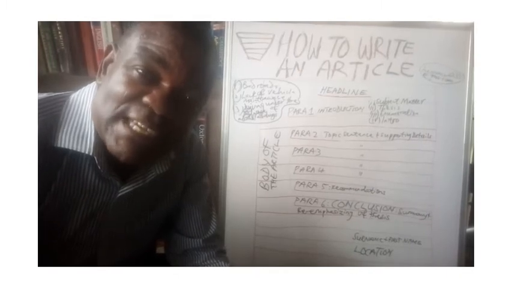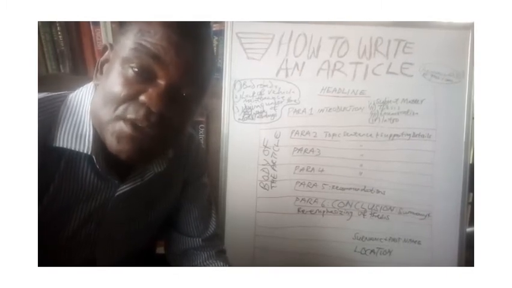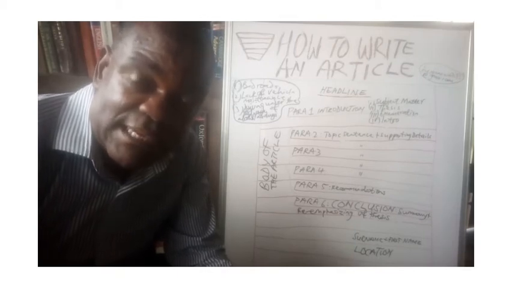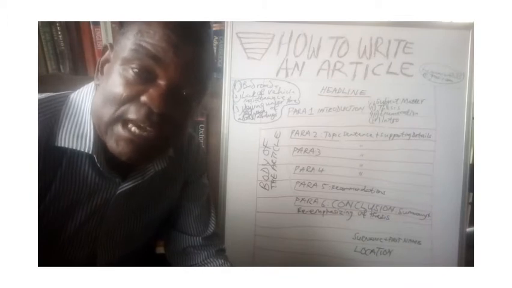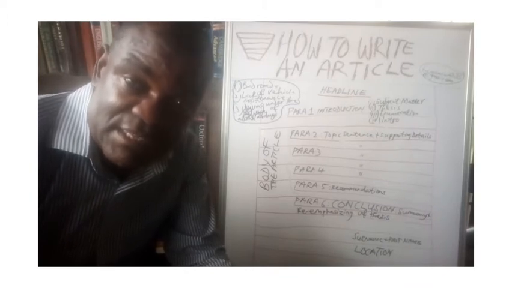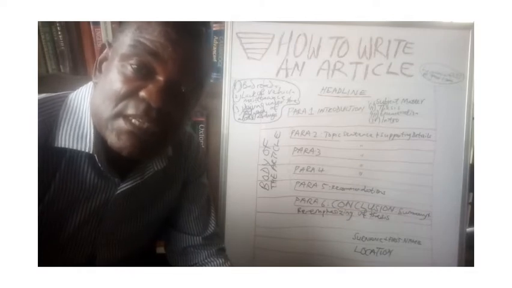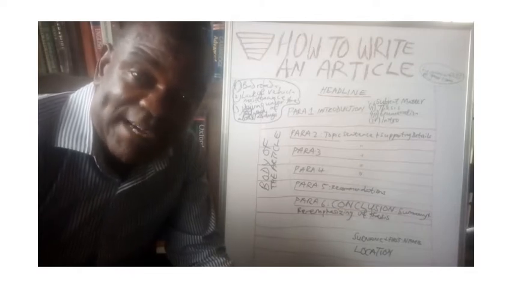My name is Benjamin, and in today's video we shall be discussing how to write an article. An article is a piece of writing that discusses an issue of public interest, which is why it is always meant to be published in a newspaper or magazine.